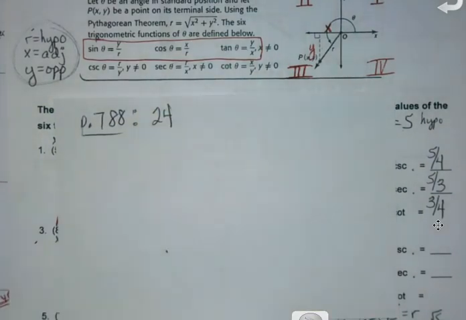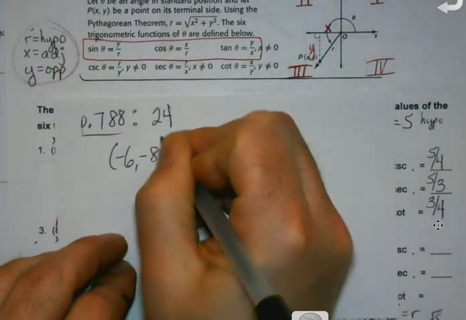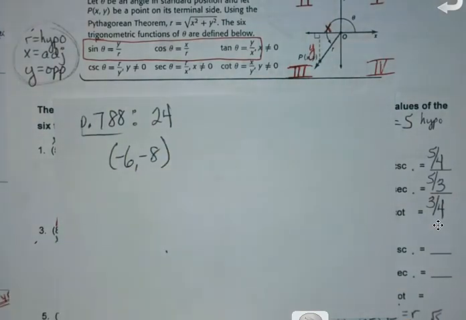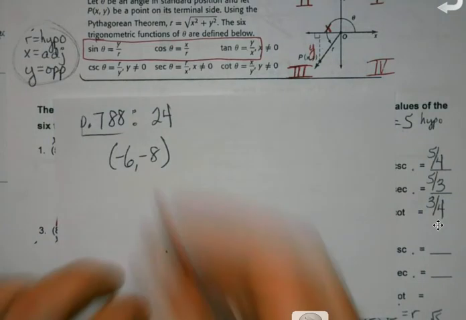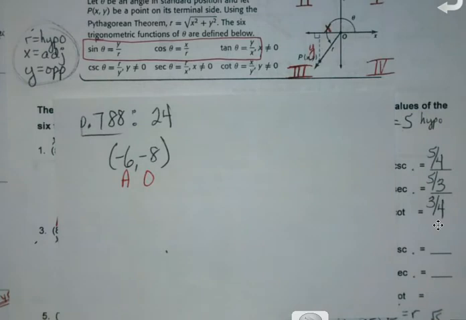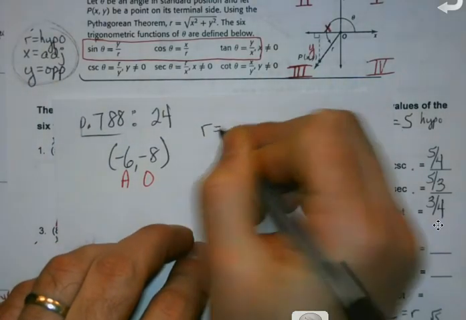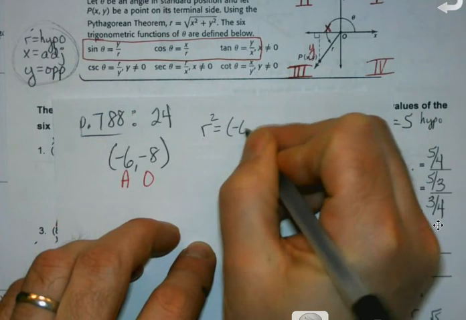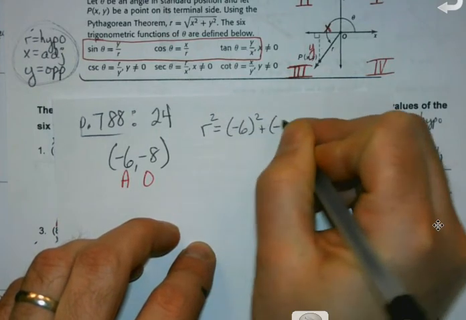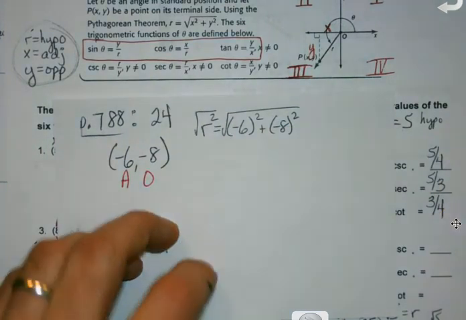Okay, so if we're looking at number 24, the point I'm given is (-6, -8). Now, using our newfound idea, -6 is our adjacent, -8's our opposite. Just like in the alphabet, A comes before O. So it's even easier to remember. When I'm trying to find my R, I square each of my values. Remember the parentheses, because if you don't, you're going to get funky, mixed up answers.